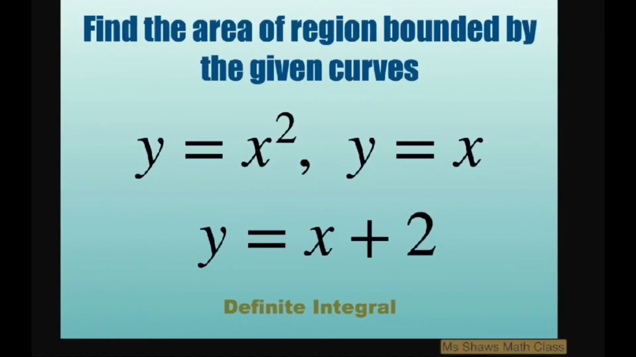Everyone, we're going to find the area of the region bounded by the given curves y equals x squared, y equals x, and y equals x plus 2. Let's first find the intersection between these two right here. If we set y equals y, we get x squared equals x plus 2. That means we have x squared minus x minus 2.